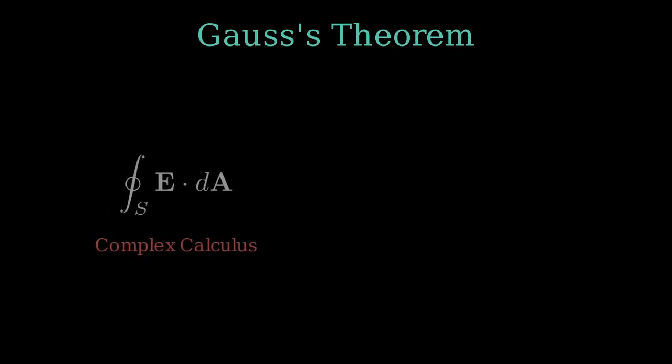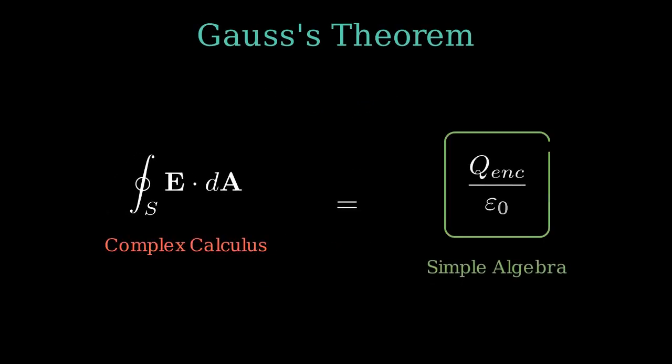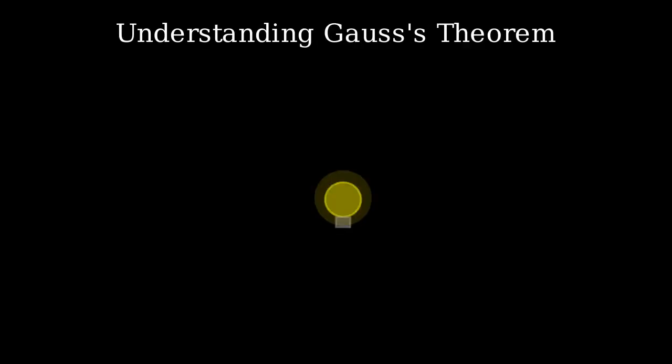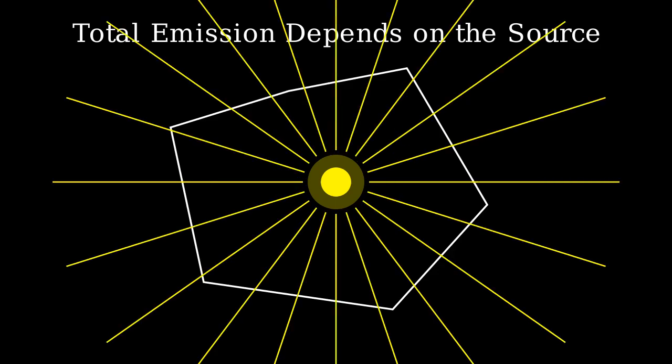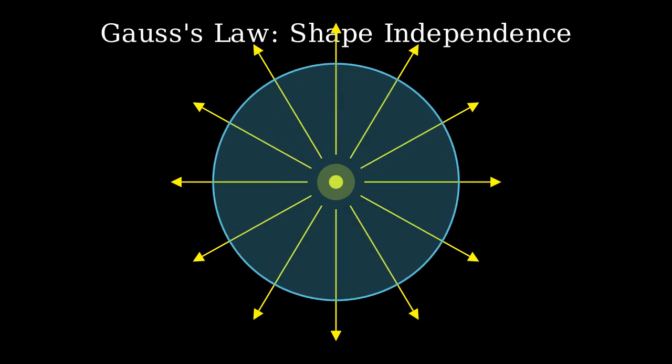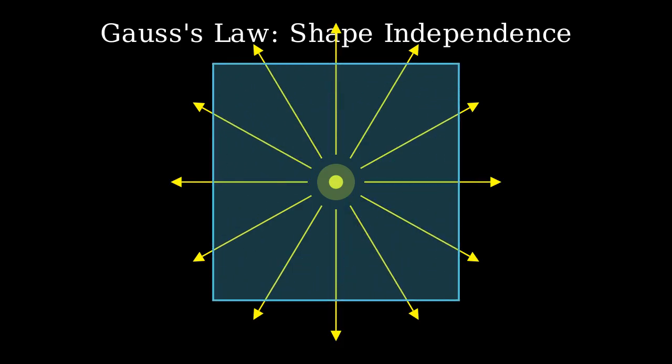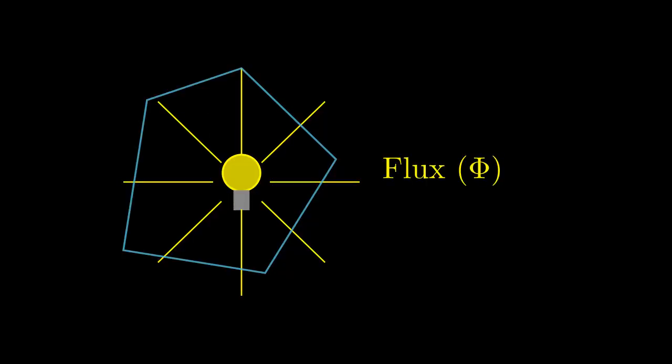But there is a brilliant shortcut that completely bypasses the calculus. It is called Gauss's theorem. To understand Gauss's theorem, imagine a glowing light bulb trapped inside a box. The total amount of light piercing through the walls of the box depends only on how bright the bulb is inside. It does not matter if the box is a sphere, a cube, or a weird potato shape. The total light poking out is exactly the same. In physics, we call this poking out effect flux.